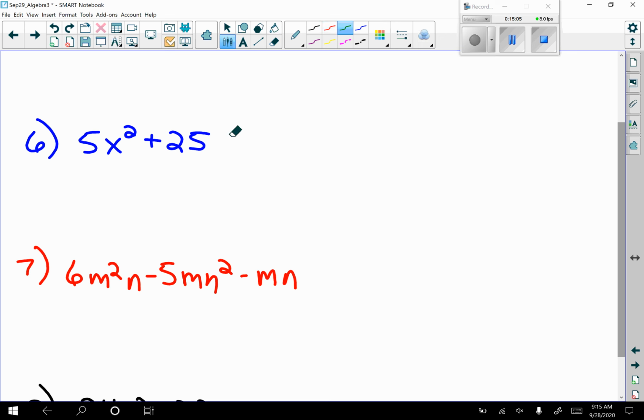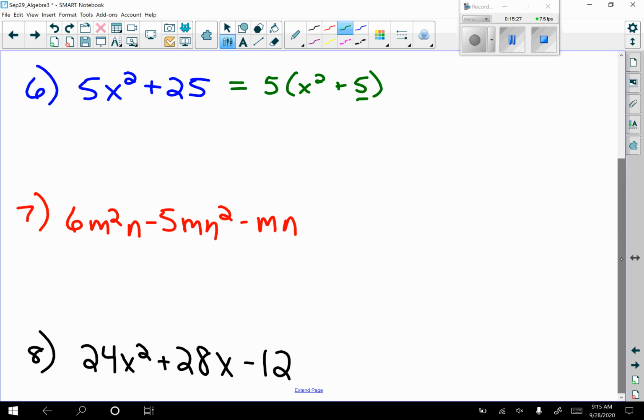All right, so let's see for 6. Again, 2 terms, so this is in order one way or the other. There is a GCF of 5, and we're going to be left with an x squared plus 5. Now we would want to look to see, is x squared plus 5 a difference of squares? No, for 2 reasons. It's not subtracting, and 5 right here is not a perfect square. So all we could do in this case is factor out a GCF.